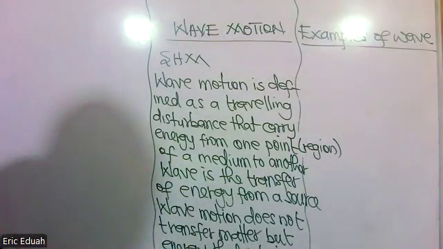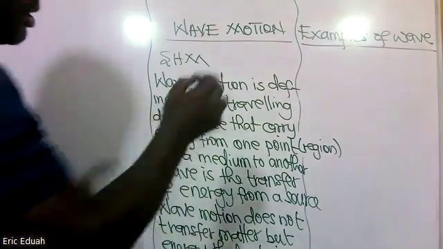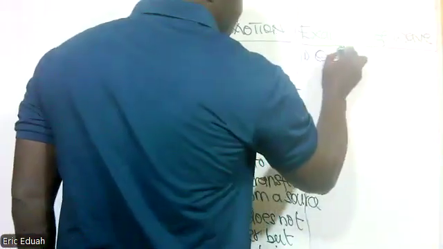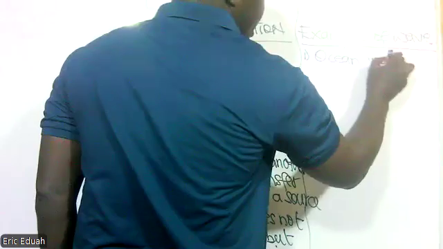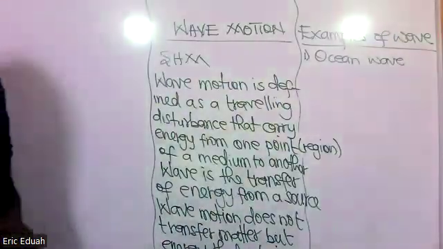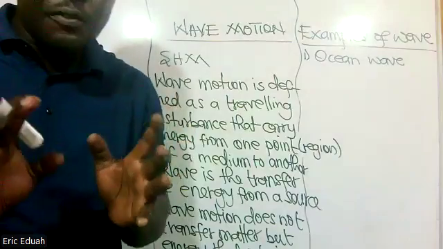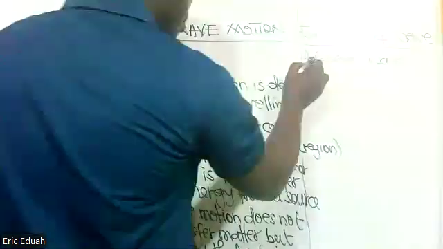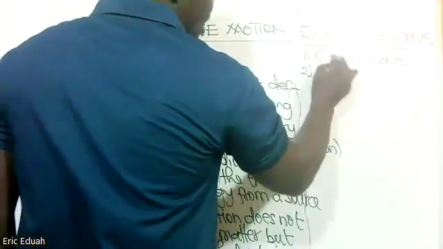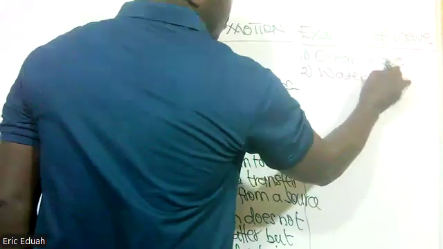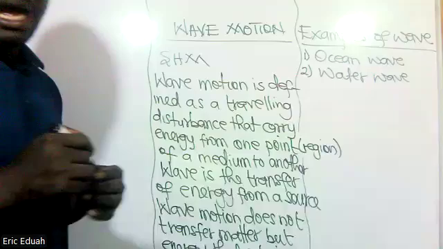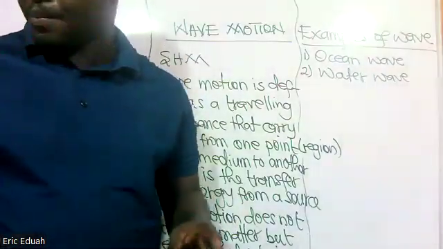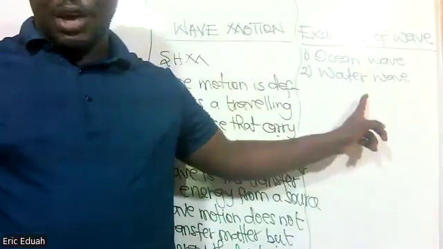Looking at examples of wave. The first example of wave motion we talked about is the ocean wave. This is the wave on the surface of the ocean, the sea. Then we can also talk about water wave. Here, I'm sure some of you may be confused about the difference between ocean wave and water wave.